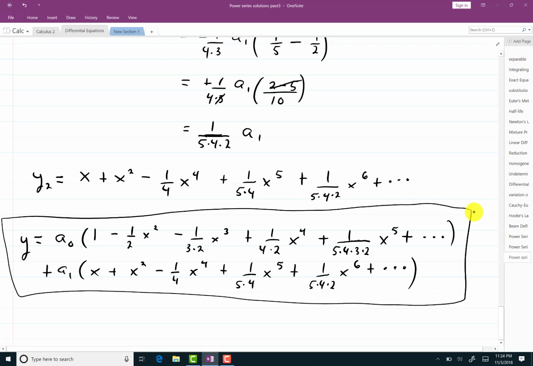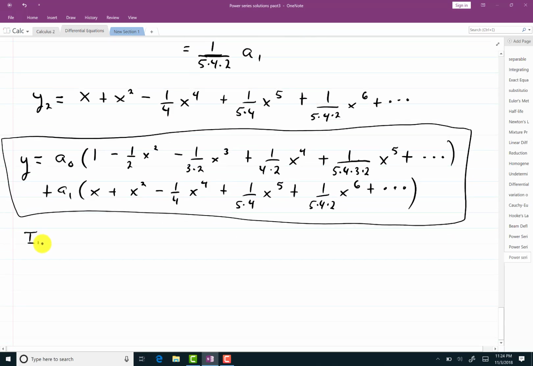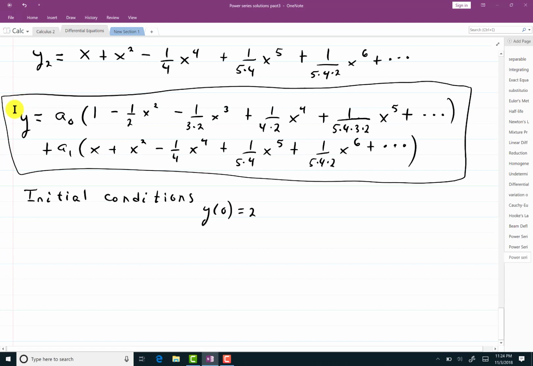Now we're not done yet. There were two initial conditions. The one we had starting with y of 0 equals 2. These are not going to be as bad as you think they are to plug in. If you look at y of 0, all of these x terms disappear. All of them disappear, and all you're going to be left with is a sub 0. So 2 equals a sub 0.